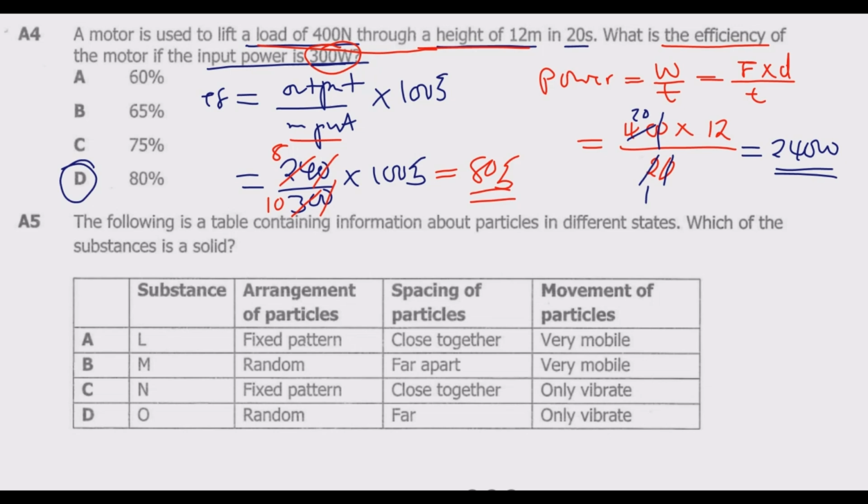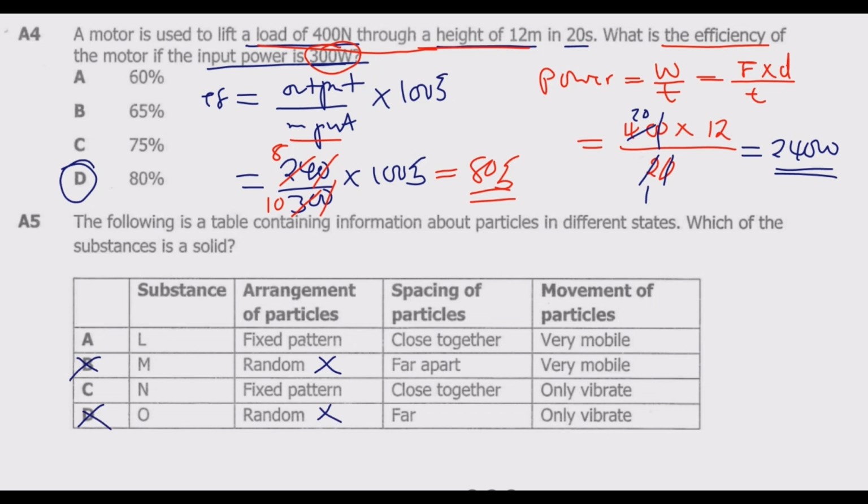Let us look now at question A5. The following is a table containing information about particles in different states. Which of the substances is a solid? So we have the substances L, M, N, O. Then the arrangement of particles. We have a fixed pattern, which is the property of a solid. Then random is gases or, to a large extent, a liquid. So we know that this one and this one are incorrect. So we remain with A and C.